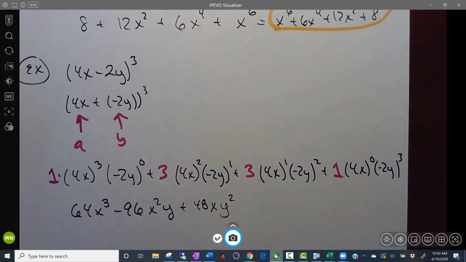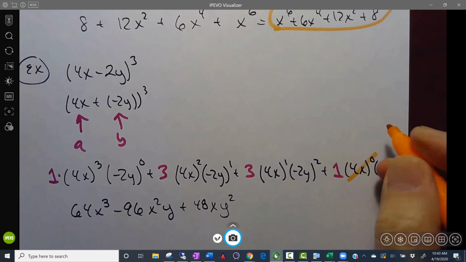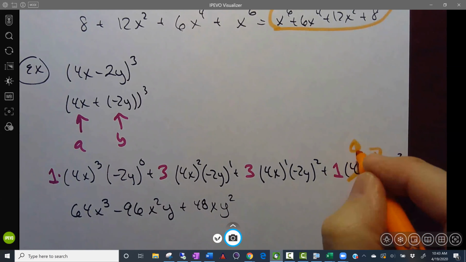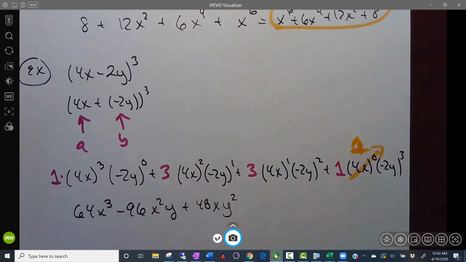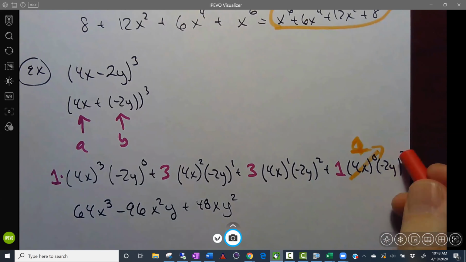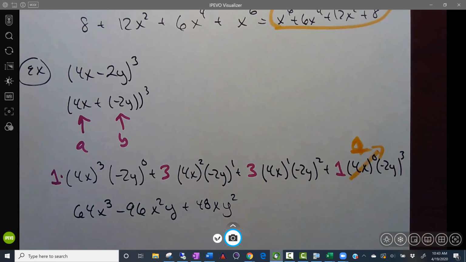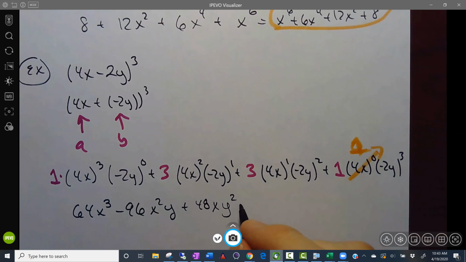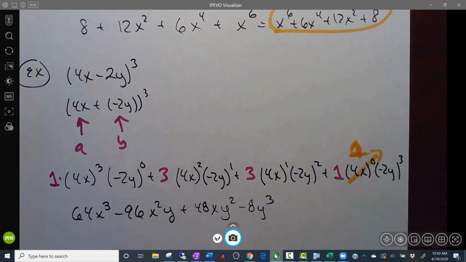Finally, the last one. Remember, that's gonna disappear. That's just gonna be a 1. So I'm left with negative 2 cubed, and hopefully you're getting negative 8. Good job. Like that.